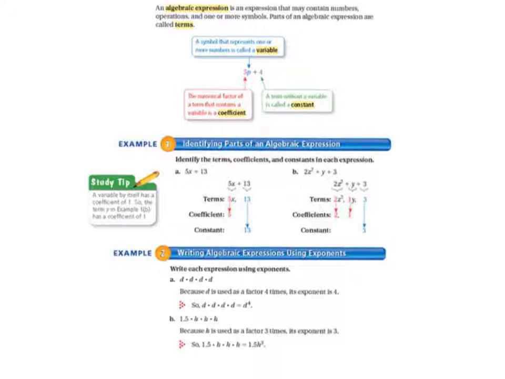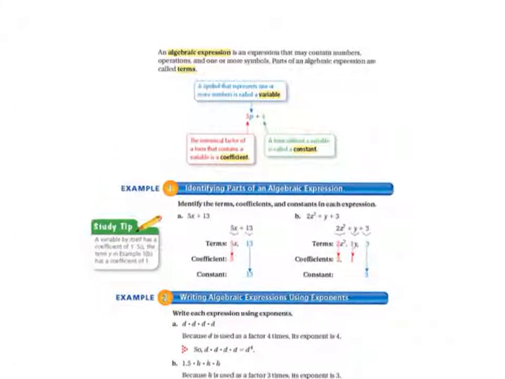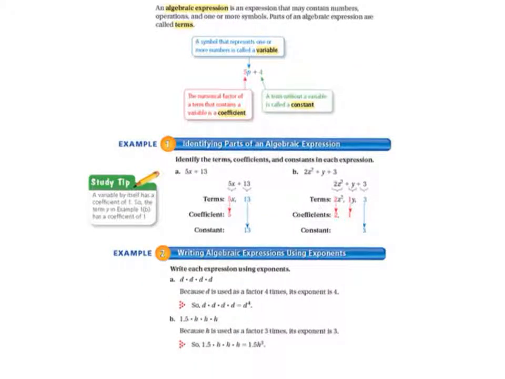At the top of the page, we're reminded that an algebraic expression is an expression that may contain numbers, operations, and one or more symbols. Parts of an algebraic expression are called terms. Even though you wrote all of the definitions in your notebook during our last lesson, this is a really good graphic to copy into your notebook. So take a minute and pause and copy this with all of the parts labeled into your notebook.